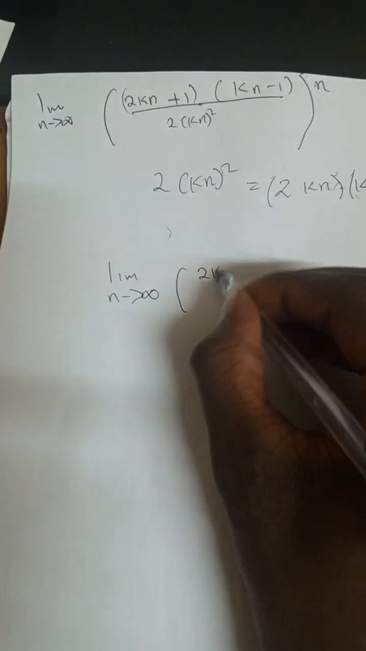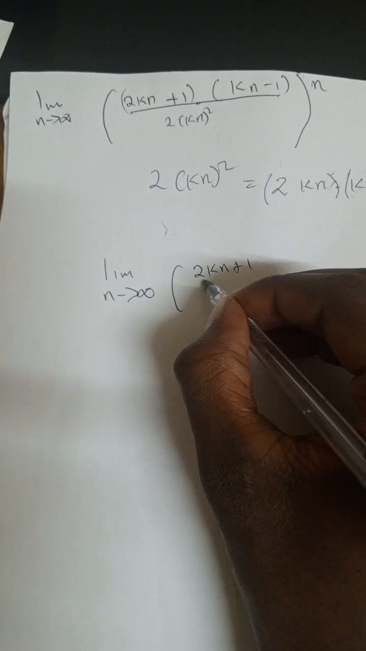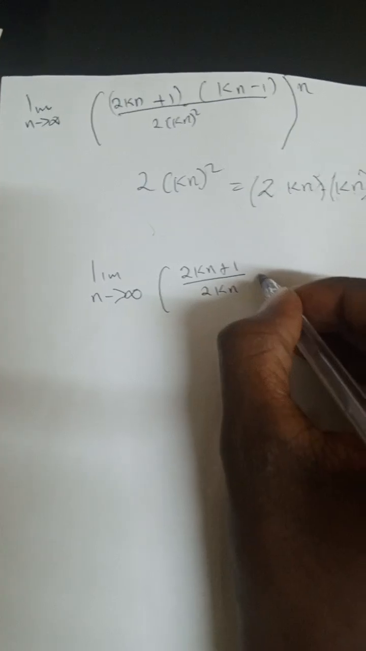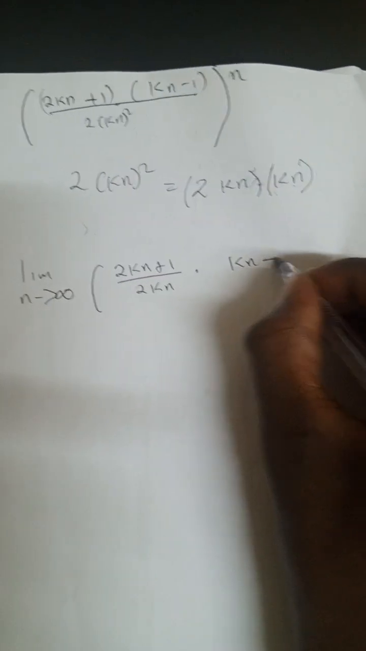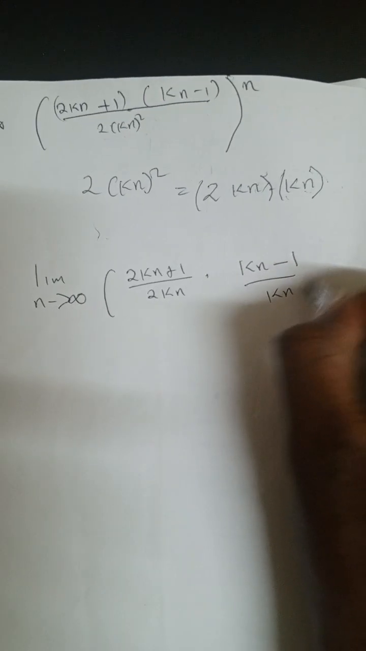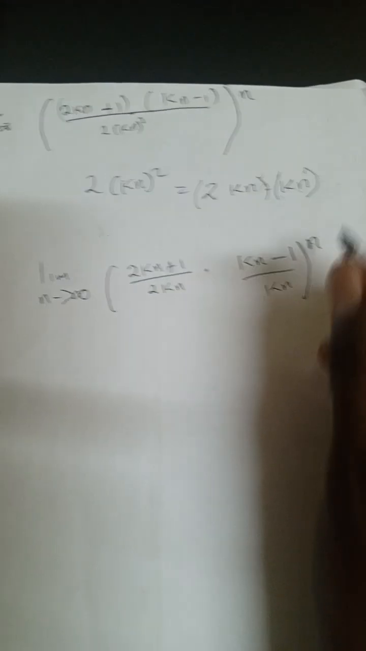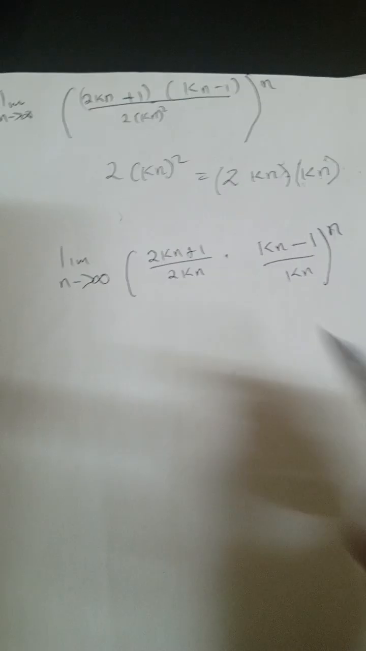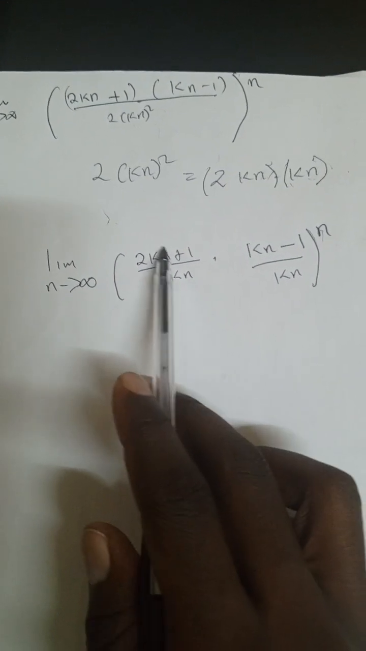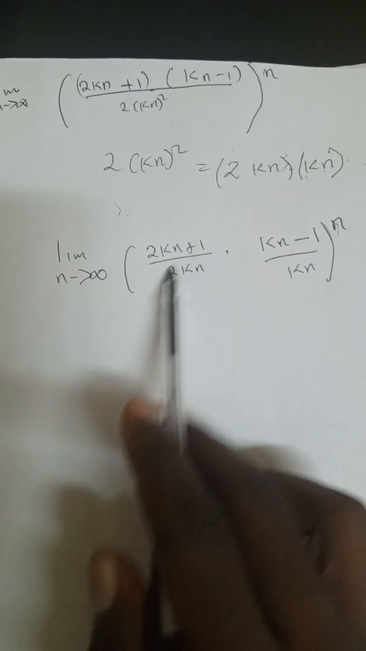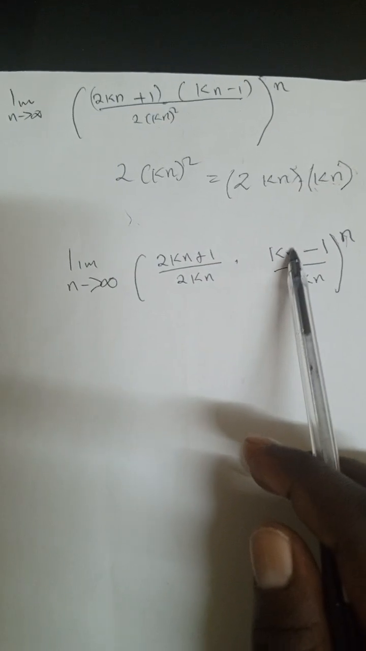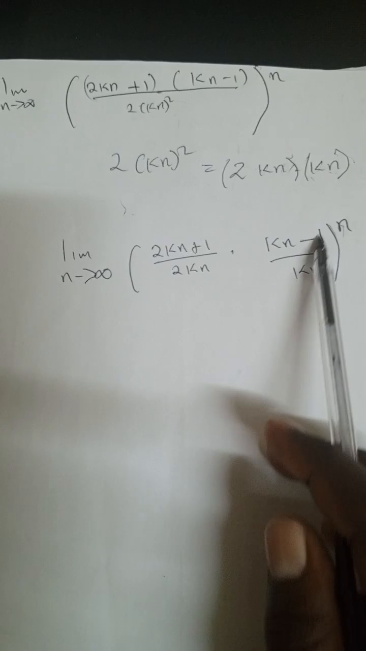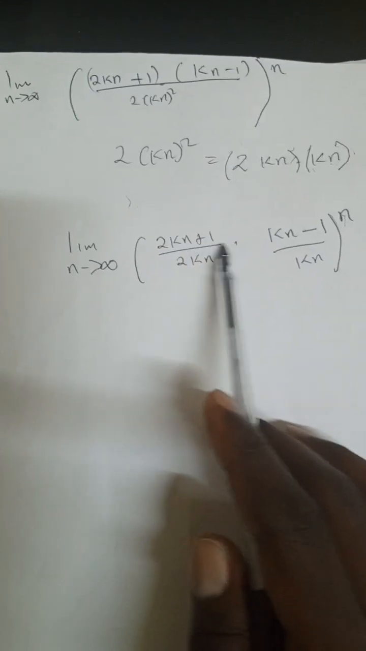We are going to write what we have: 2kn plus 1 over 2kn, then this is multiplying by kn minus 1 over kn. All of this is raised to the power n. Now, we can divide 2kn by 2kn and 1 by 2kn. We are going to divide kn by kn and negative 1 by kn, because this denominator can divide through that and through this.